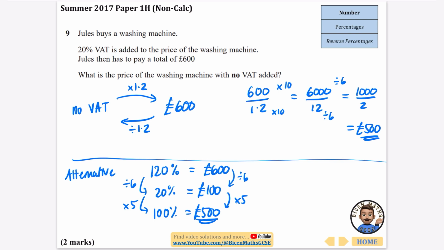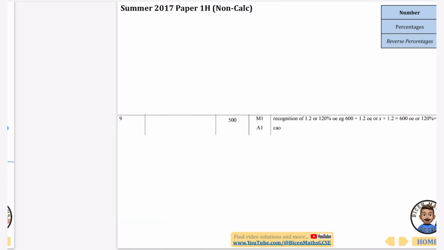Now, the mistake normally that people would make here is they would take away 20% from this, but because it's a reverse percentage question, you can't take away 20%. You actually have to use this method that we have.